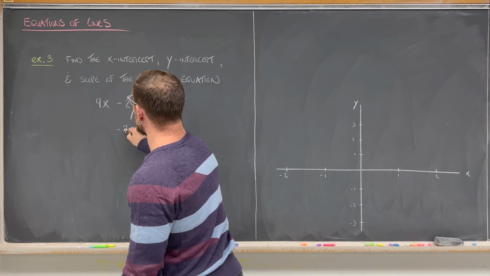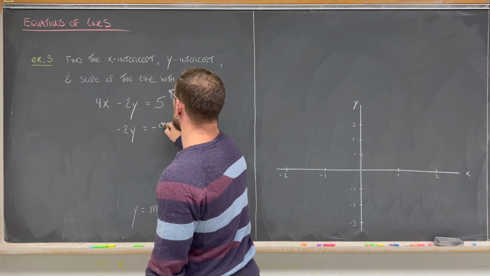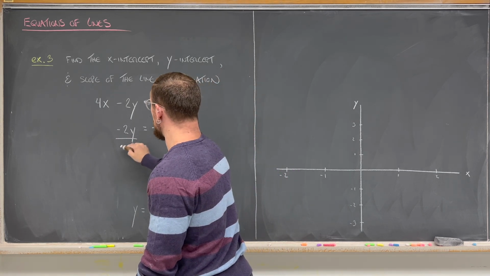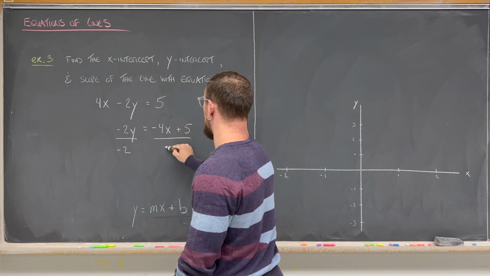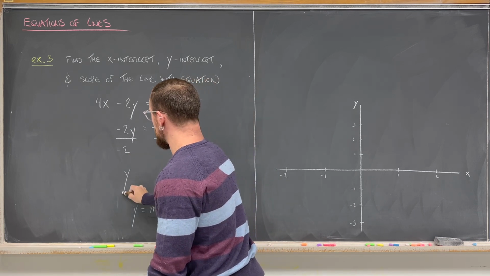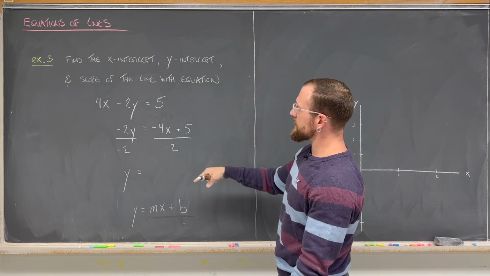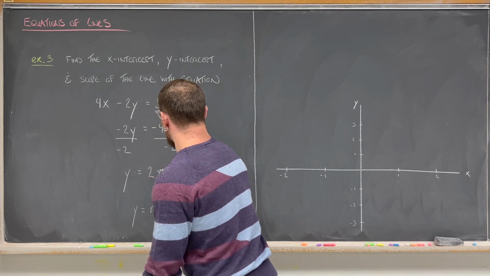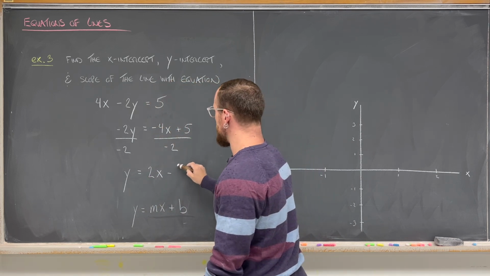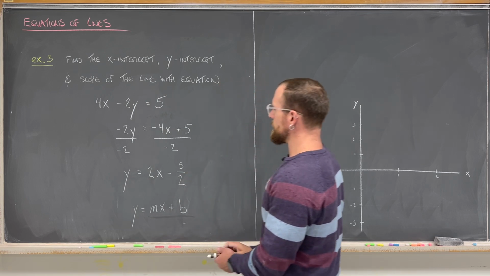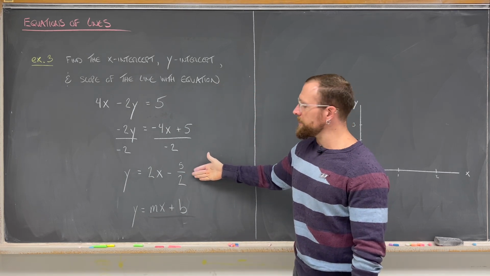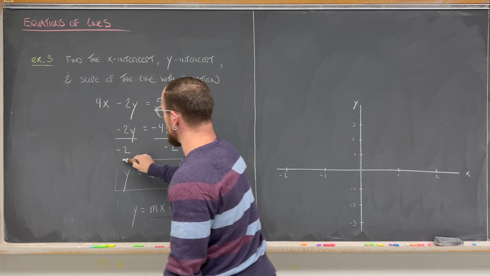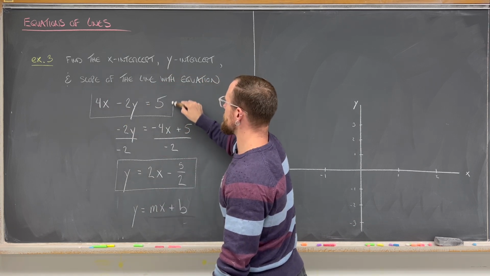If I bring the 4x to the other side, I see that this is equal to negative 4x plus 5. And if I divide both sides by negative 2, like this, I get y alone by itself on the left-hand side. And on the right-hand side, you have negative 4x divided by negative 2. That's a 2x. And a 5 divided by negative 2, that's a minus 5/2. Okay? You could leave it like this, but I'm splitting the fraction up and performing the division. And so this is an equivalent equation. It has the exact same solutions as the equation that I started with.